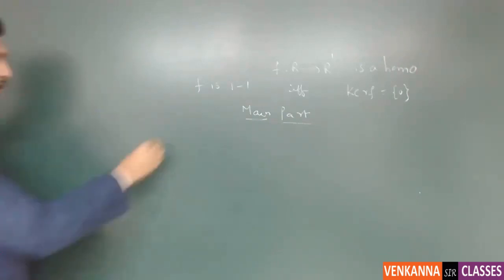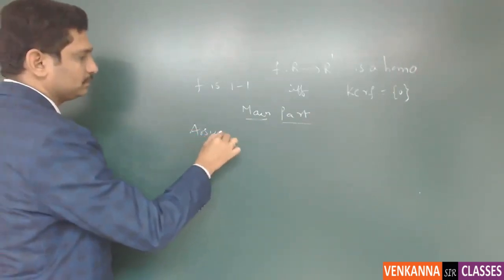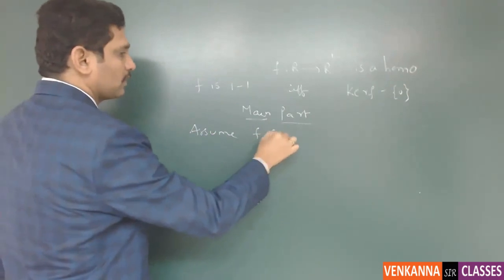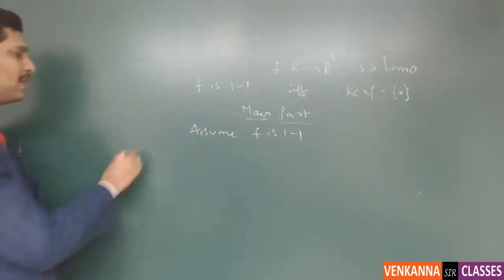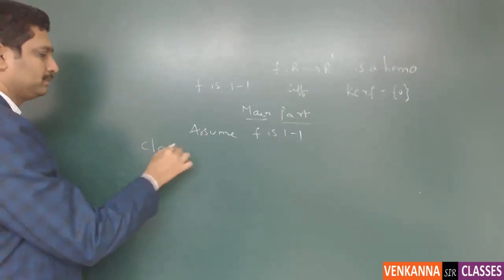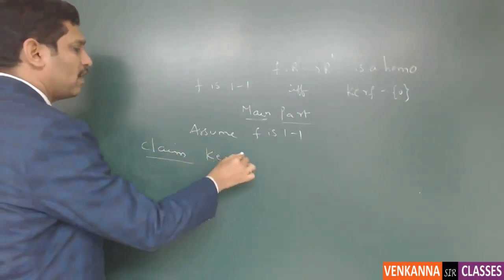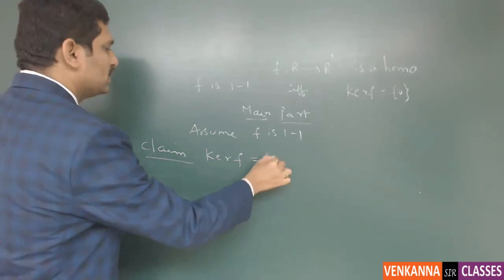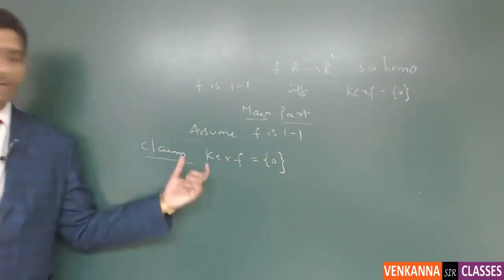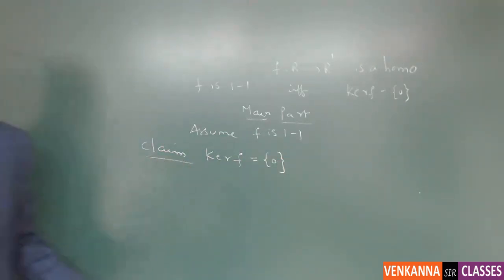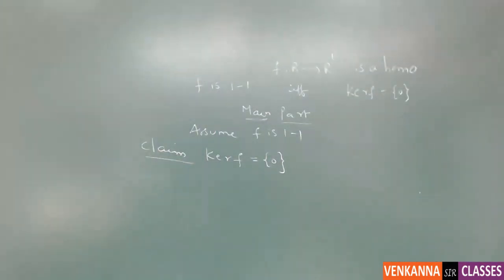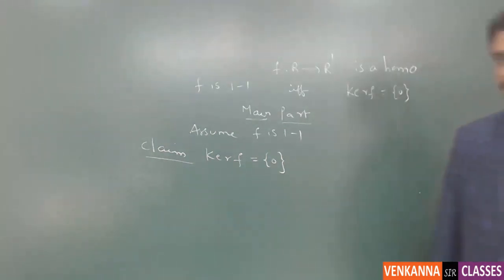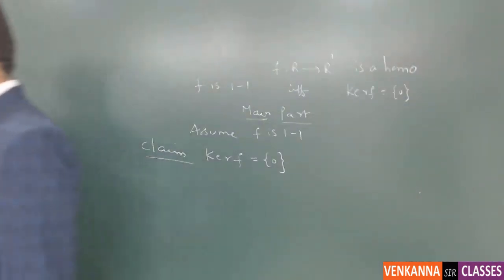we assume that f is a 1-1 function. Then our claim is to prove that the kernel of f contains only the 0 element. Now can you tell the approach, how we are going to prove this?